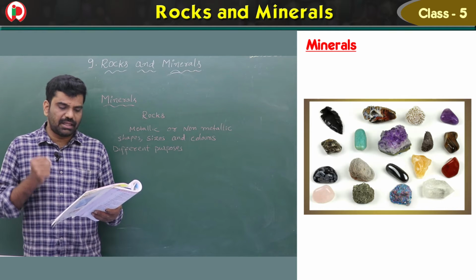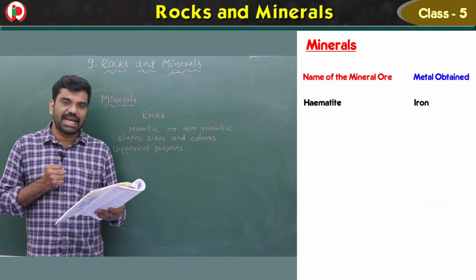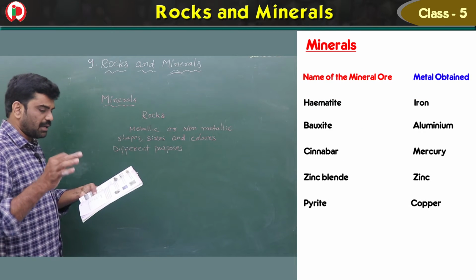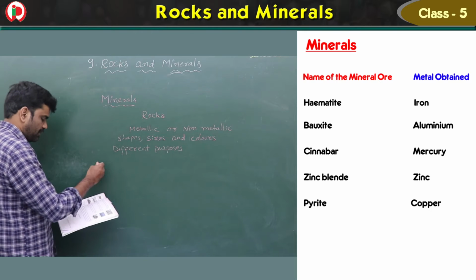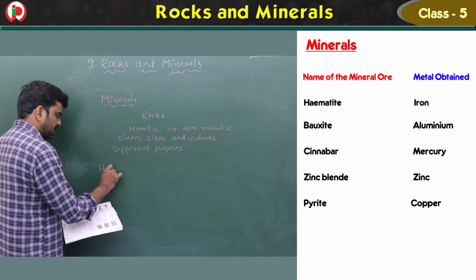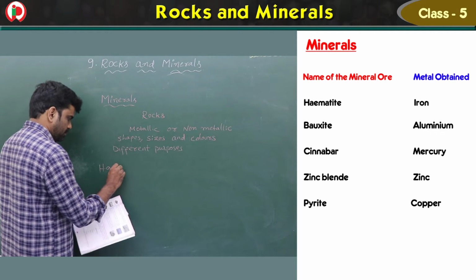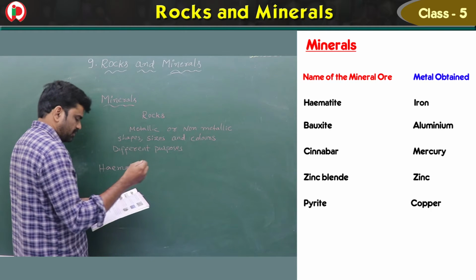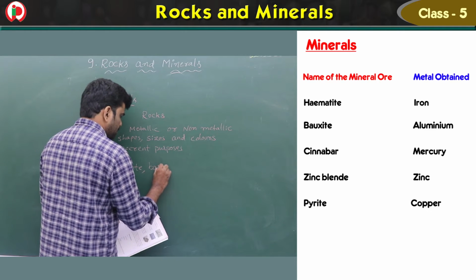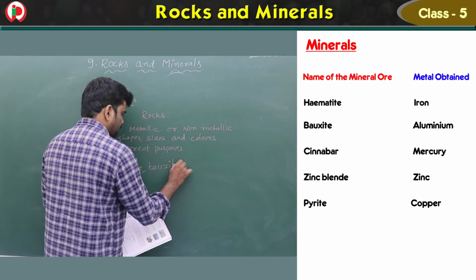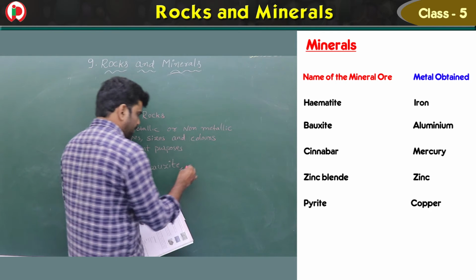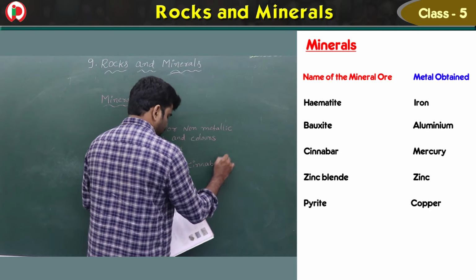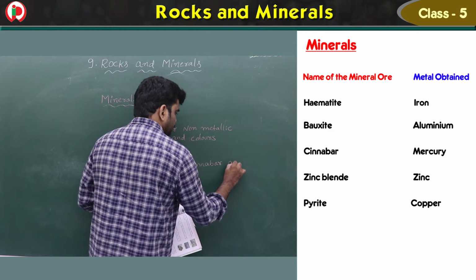Now let's see the examples. Hematite. What is that, children? Hematite, bauxite, cinnabar, pyrite. I am writing the spellings here. Hematite. Next one is bauxite. Next one is cinnabar. And pyrite.